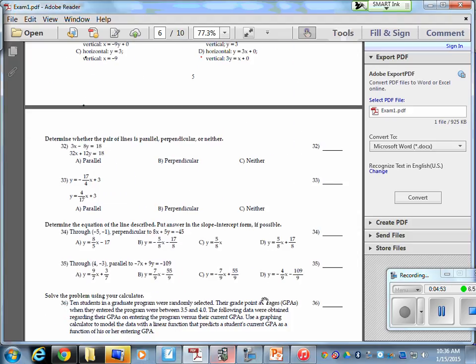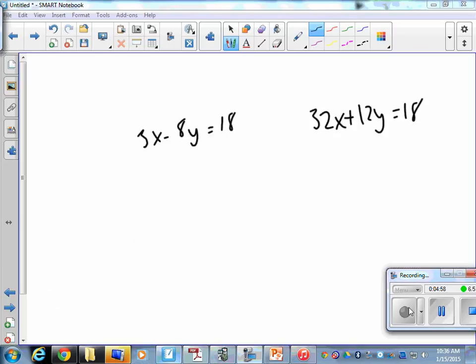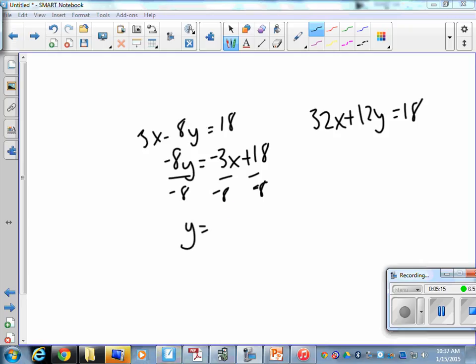All right, 32 and 33, they want us to figure out whether these lines are parallel or perpendicular or neither. So I'm going to take these two equations and solve them for y. So this one will become negative 8y equals negative 3x plus 18. Then divide by negative 8. So I get y equals, since this is a negative 3 divided by a negative 8, positive 3/8 x minus 18/8, which would be 9/4. Y-intercept doesn't matter. What matters is that the slope of this line is 3/8.